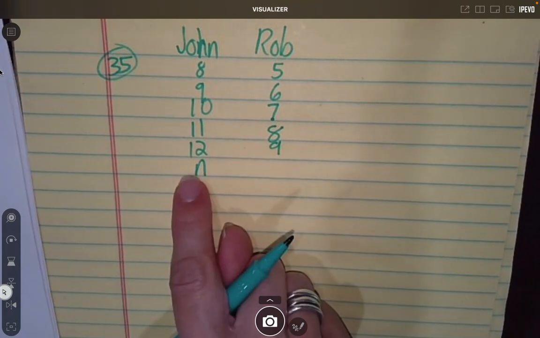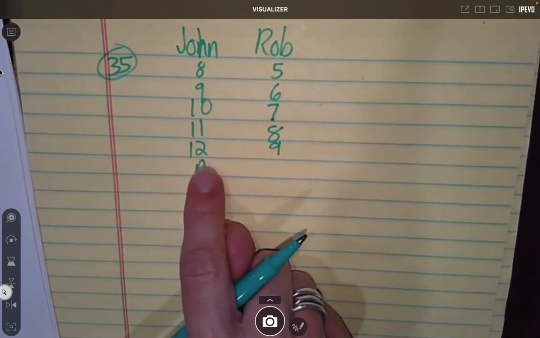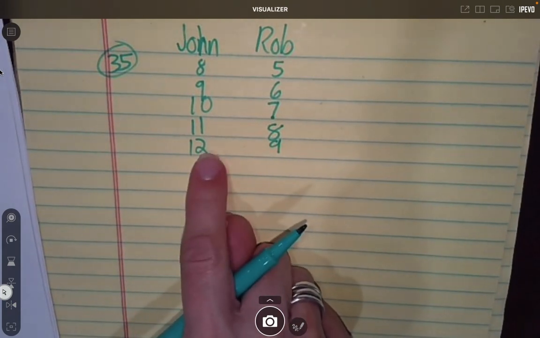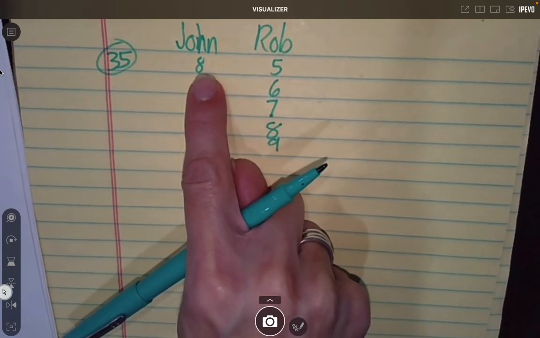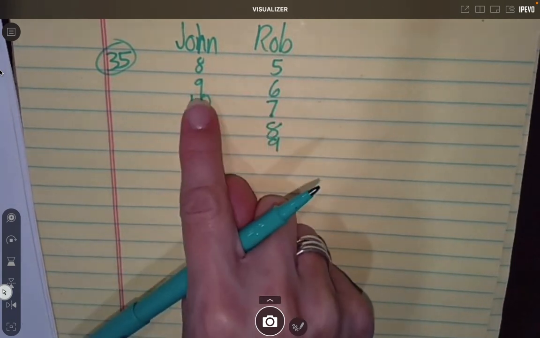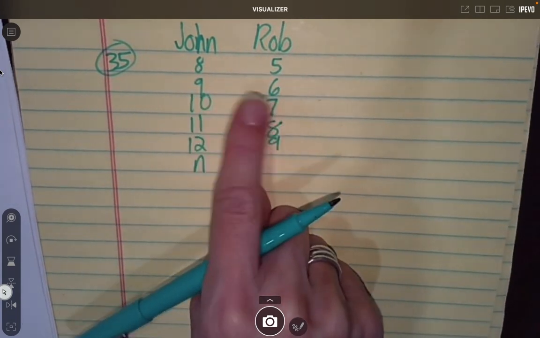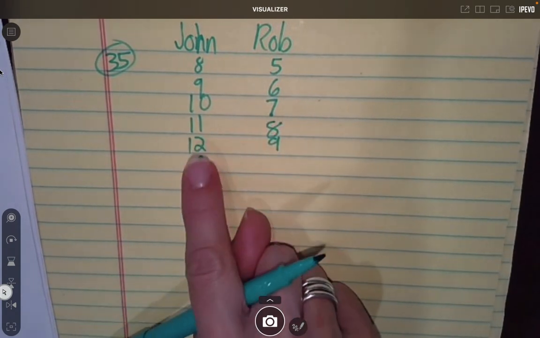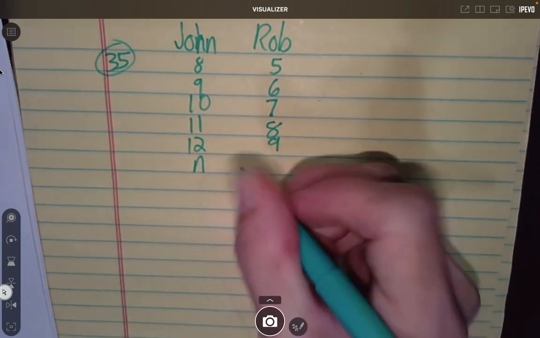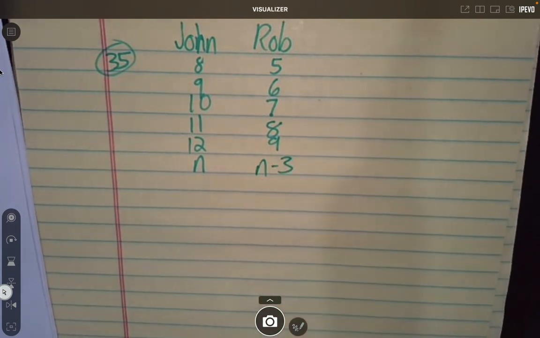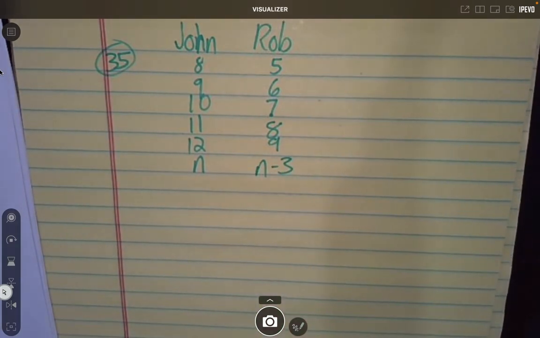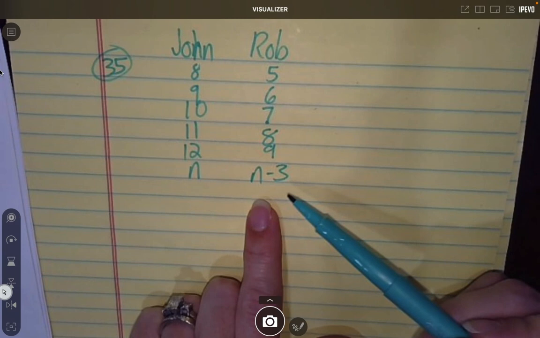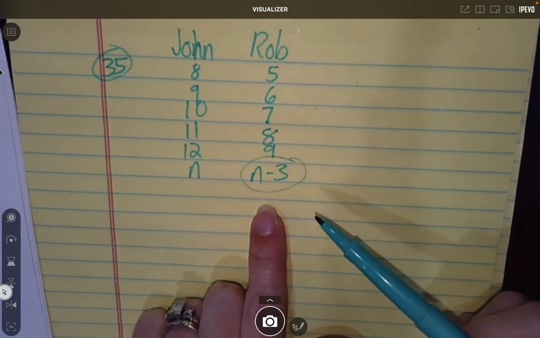It didn't say to plug in, it didn't give you a number. A lot of y'all changed the number. So on this one, you were doing 8 minus 3, 5. 9 minus 3, 6. 10 minus 3. What were you doing every time? Subtracting 3. So when you get down to here, what are you going to put? N minus 3. That's what it's looking for. Make sure that you get that part right.